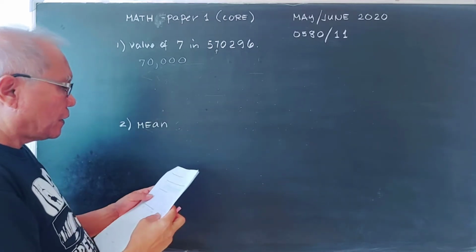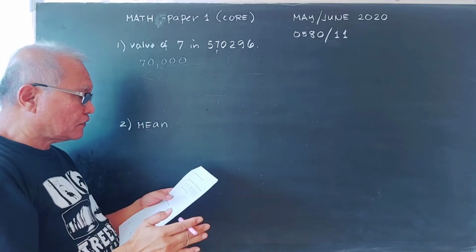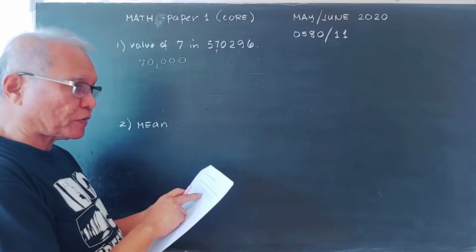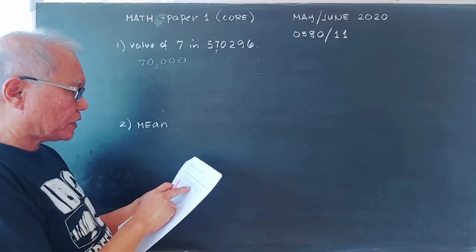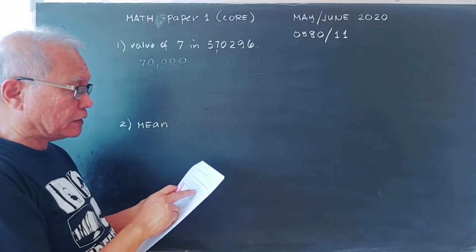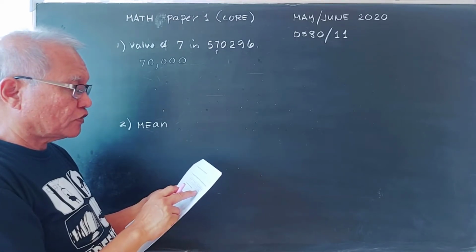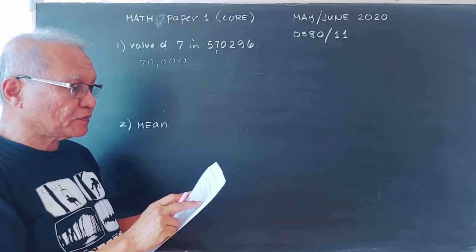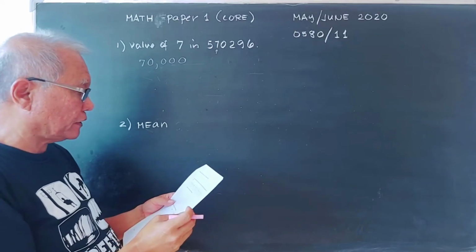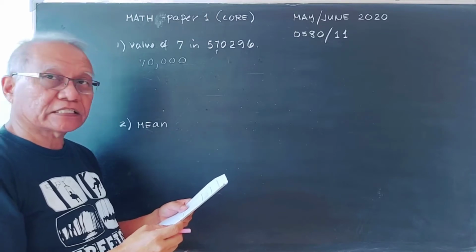Number 2, the mean. So for the mean, we are given the table here. We have January is 9, February is 11, March is 15, April is 19, May is 23.5, June is 27.5, July is 29, August 28, September 25, October 19.5, November 14.5, and December is 10. So here we have 12 months because this is 1 year.